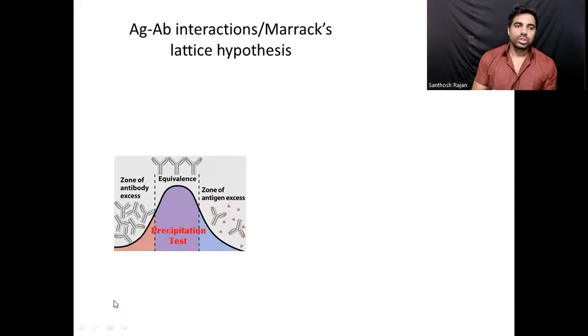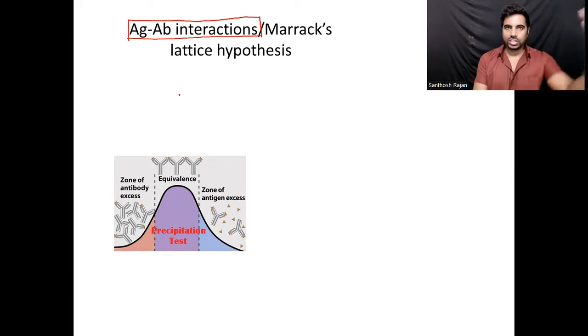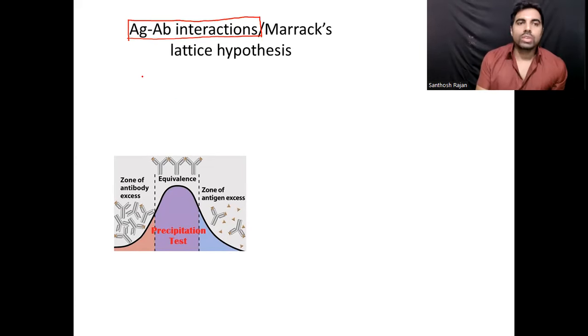So let's continue. Now when you talk about the antigen-antibody interaction and then the Marrack lattice hypothesis, these are two important things. Before going to this, first we'll know about antigen-antibody interaction. Antigen is coming from outside, entering the body, and our body produces antibody against this antigen, right? When antigen and antibody are interacting, there are two important definitions you should know, and questions are asked from this also. What is affinity and what is avidity? Affinity and avidity, okay?